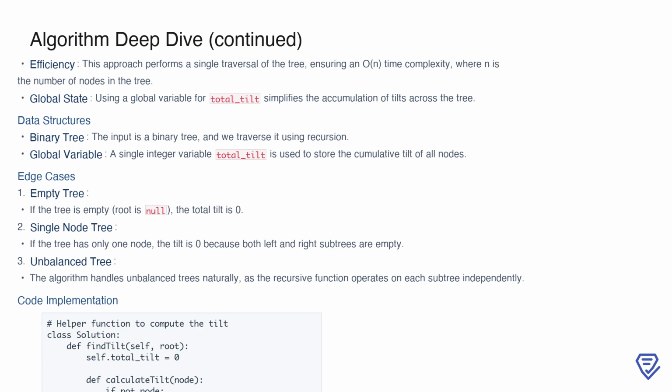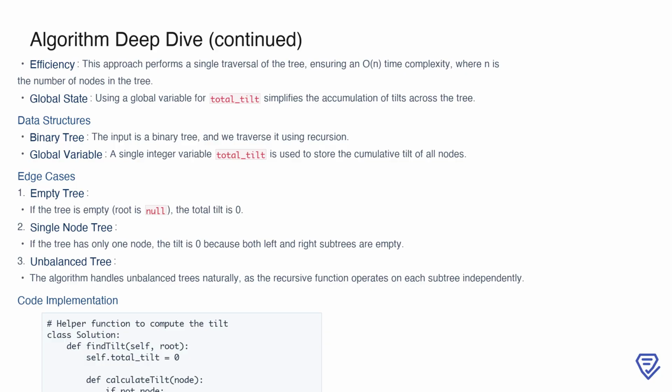The use of a global variable for total_tilt simplifies the process of accumulating the tilts across all nodes, as we don't need to pass additional parameters through the recursion. In terms of data structures, the algorithm operates directly on the binary tree and uses recursion to traverse it. The global integer variable total_tilt is the only additional storage required.